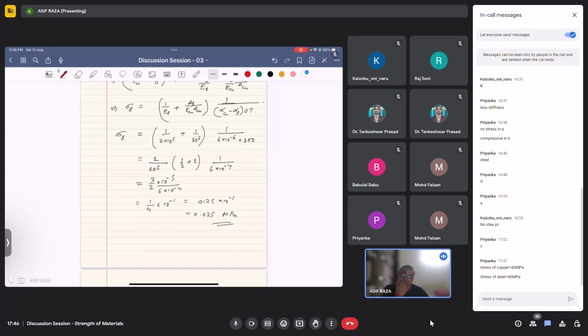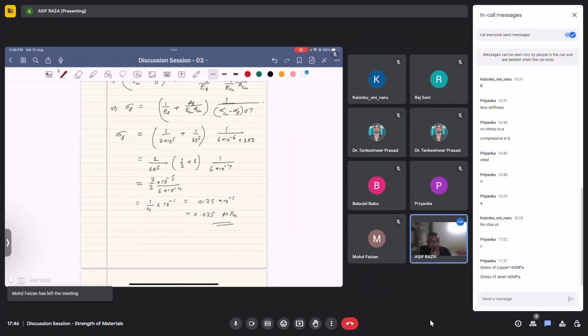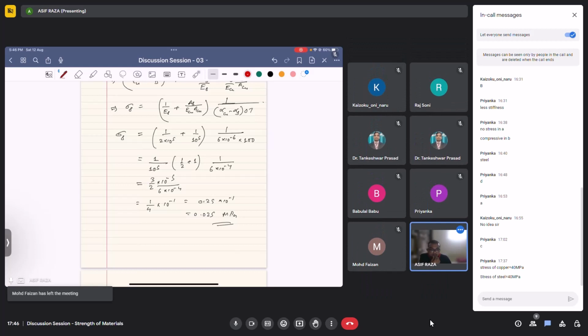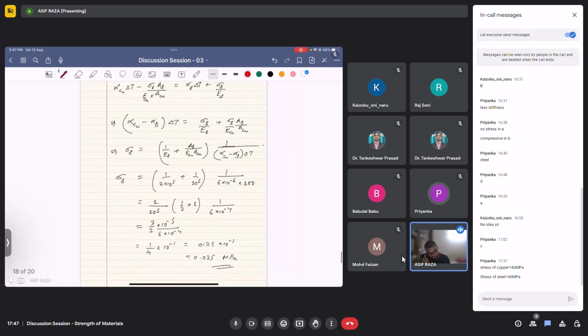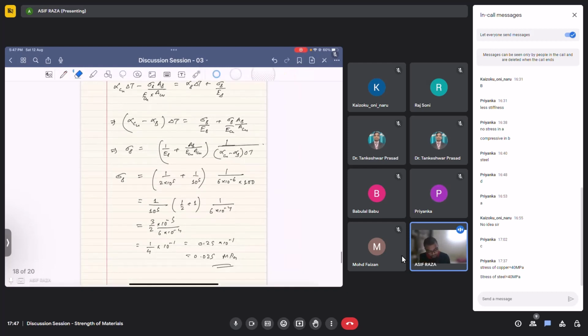Sigma S, 1 by 2 plus 0.5, 1.5. Okay, I got my mistake now. Yeah, skipping the steps is what makes mistakes.